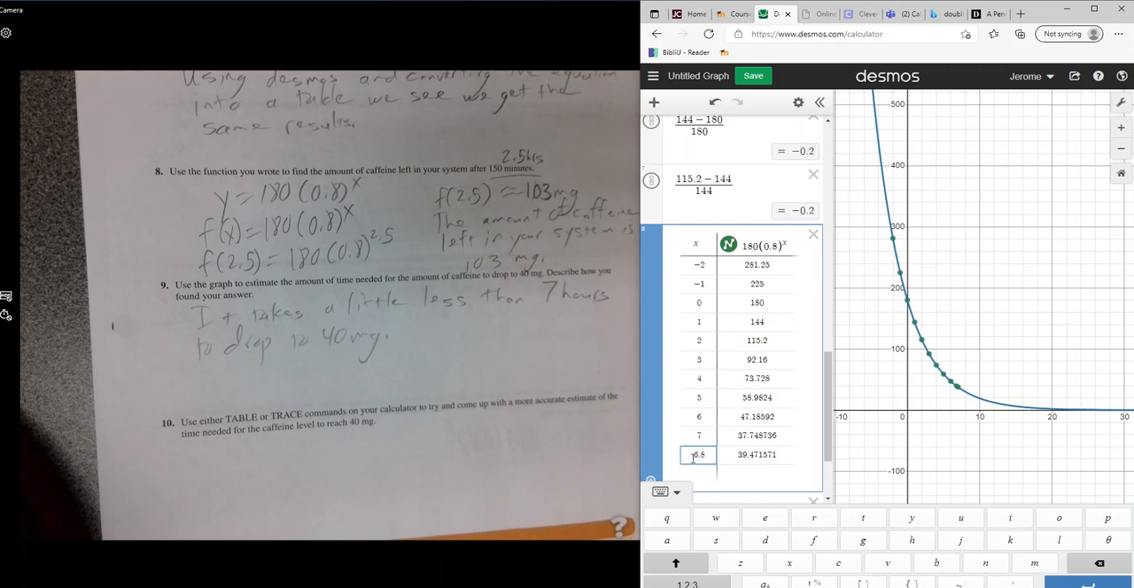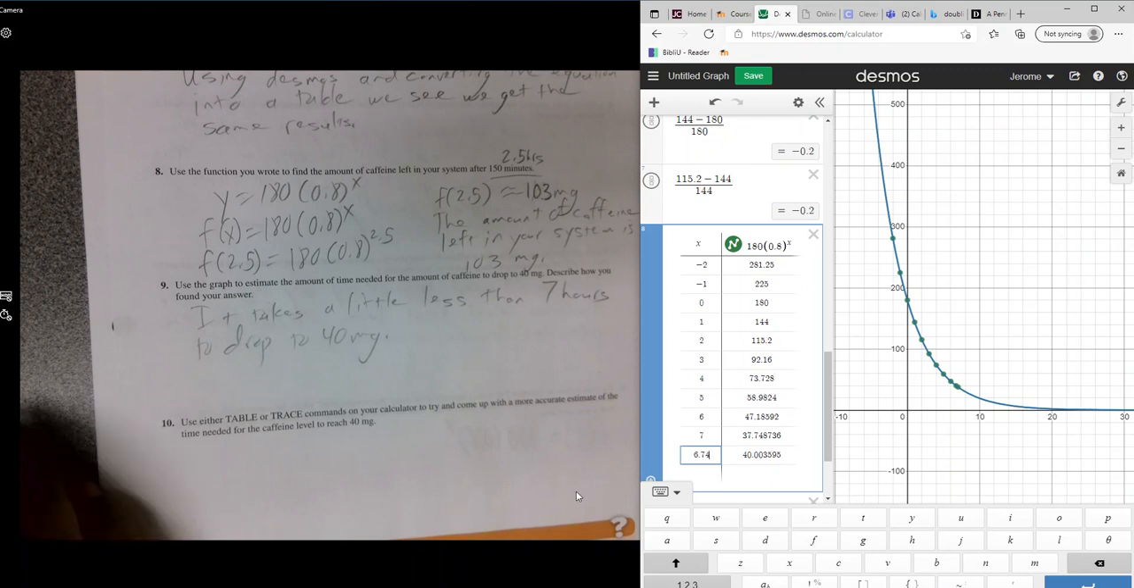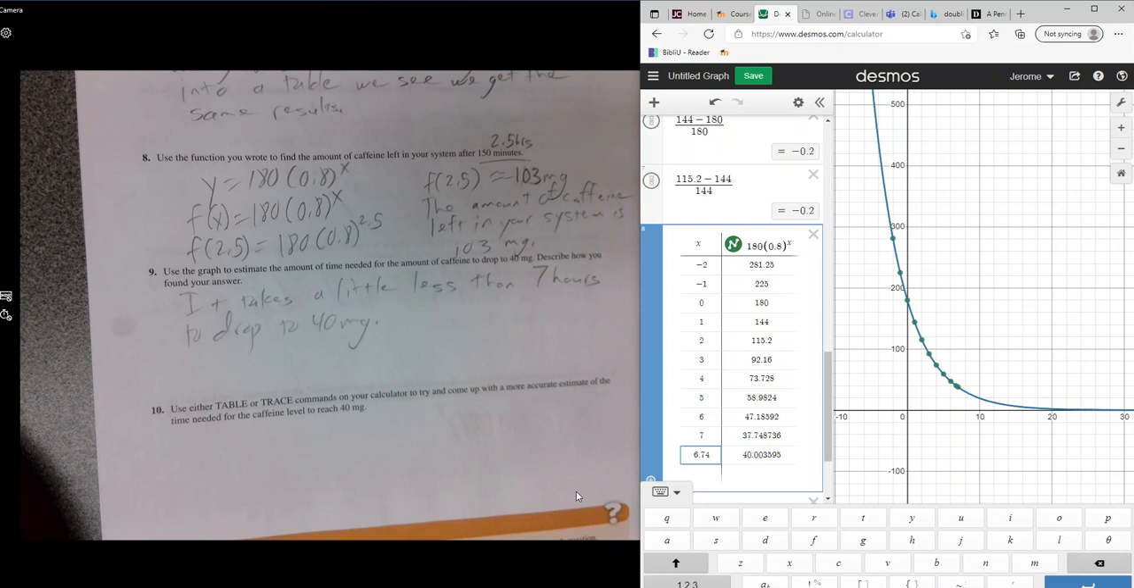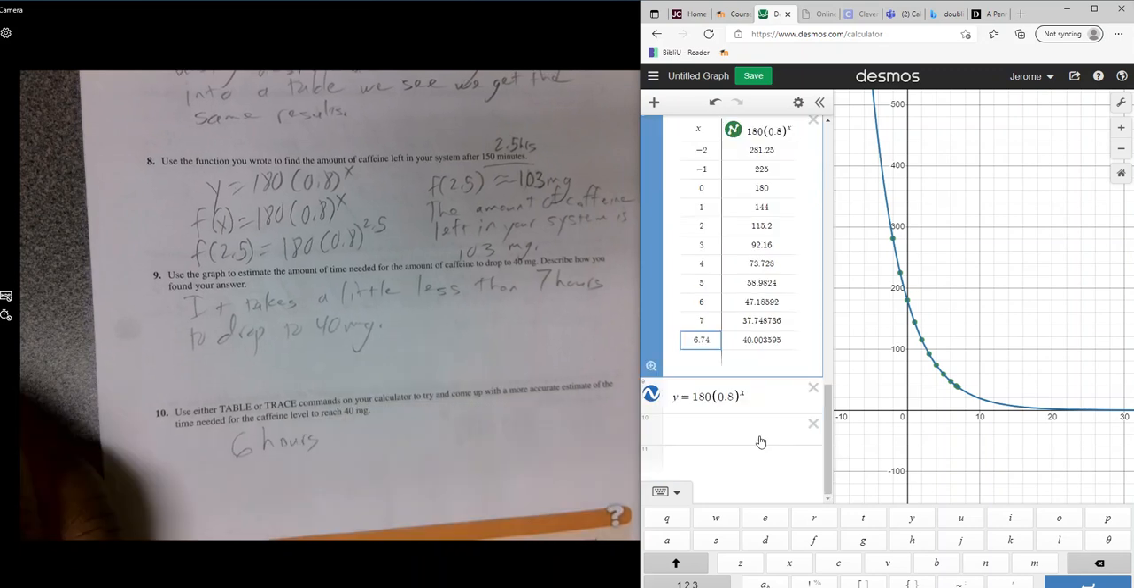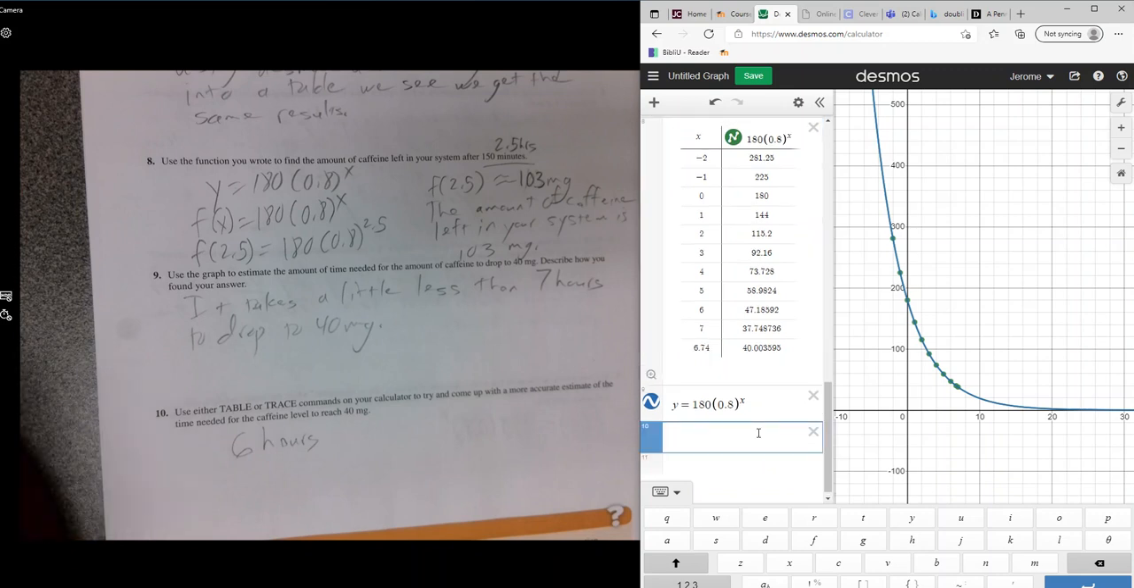It's about 6.74 hours. Now, as far as time goes, we know this would be 6 hours, but we need our minutes. So it's almost like 0.75 of an hour, or 3/4 of an hour. Or we could just put 0.74 and multiply that by 60 minutes. And you see here, that's about 44 minutes, almost 45 minutes. So it's about 6 hours and 45 minutes.